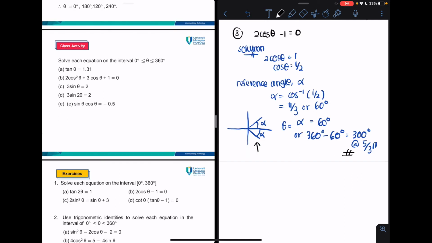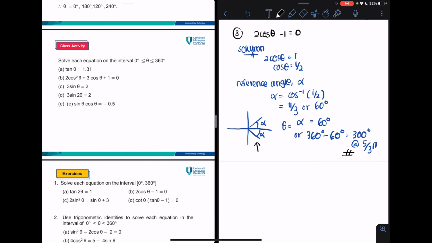Now, let's take a look at this question. Again, this question asks you to determine the value for theta within the interval of 0 to 360 degrees. You will get cosine theta is equal to 1 over 2. Again, try to look for the reference angle first instead of searching for the value for theta. In this case, the reference angle for this question is cosine inverse 1 over 2. By pressing your calculator, you will get pi over 3 or 60 degrees.